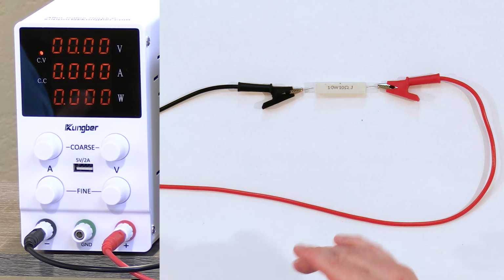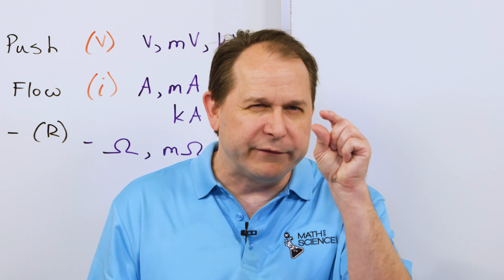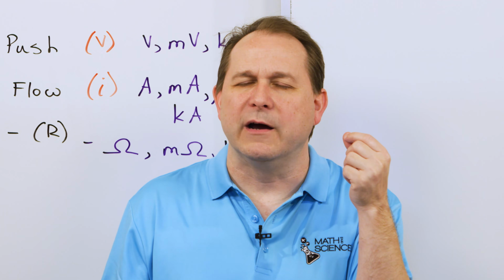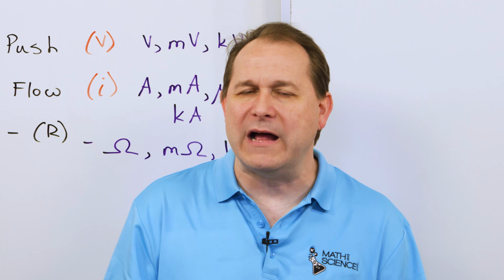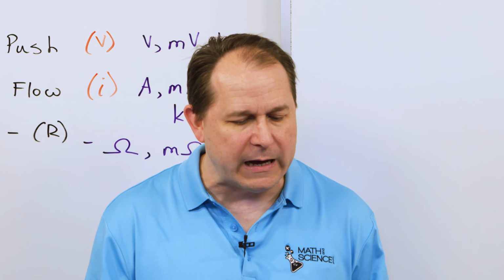Of course, it also says 10 watts because it can take 10 watts of power before it burns up. Most of these little bitty resistors you see on circuit boards are usually a quarter of a watt or maybe a half a watt, so they cannot handle as much power. Here, I'm going to run quite a bit of current through it, so I don't want to burn anything up.